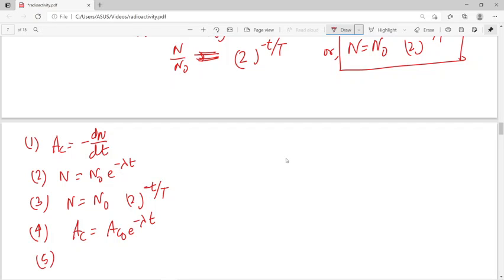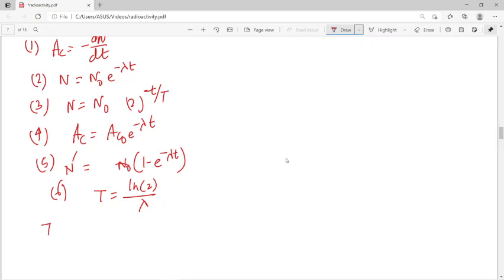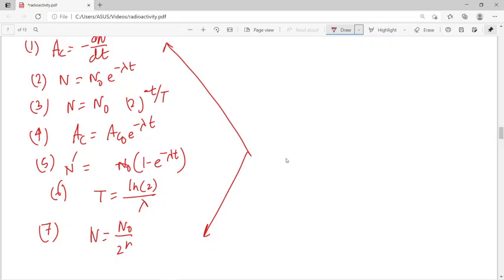Formula 5: the number of nuclei that have decayed is N0 times 1 minus e to the power minus lambda t. Formula 6: the half-life can be written as ln2 by lambda. And formula 7: N equals N0 by 2 to the power n. So those are the corresponding formulas, and all the problems in radioactivity will use one of these formulas.